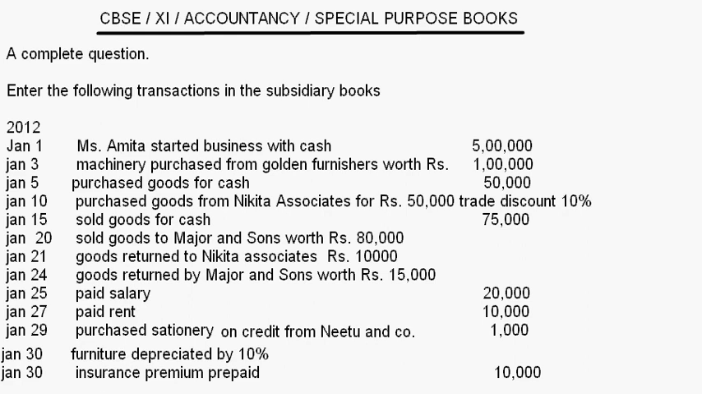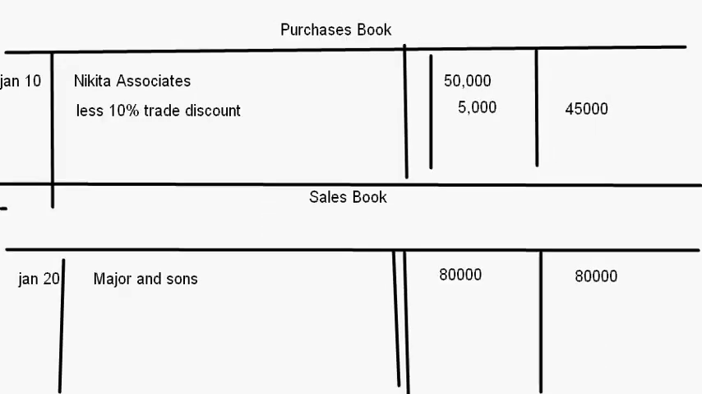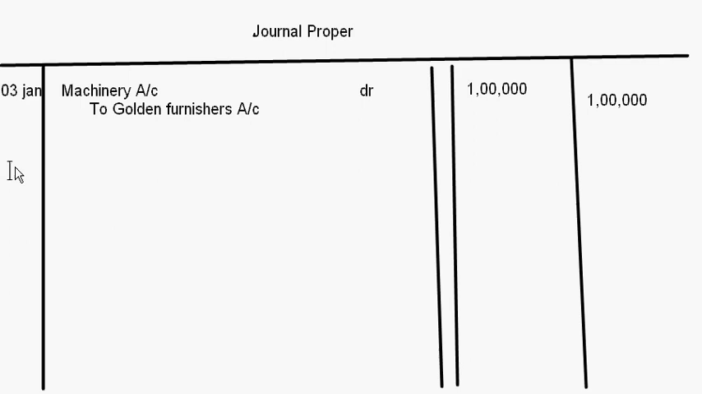And here I'm writing furniture. This is, we are purchasing a machinery, not a furniture. So this is machinery depreciated by 10%. The cost of the machinery is 1 lakh, so 10% on that comes to 10,000 rupees, right? So here in the journal we will write this entry. 29th January. Depreciation account debit to machinery account, that is 10,000 rupees, right?